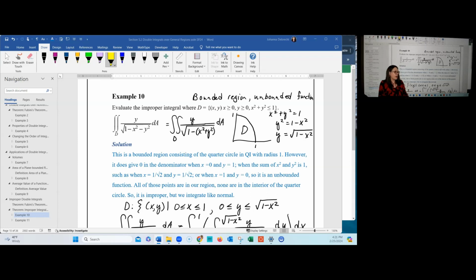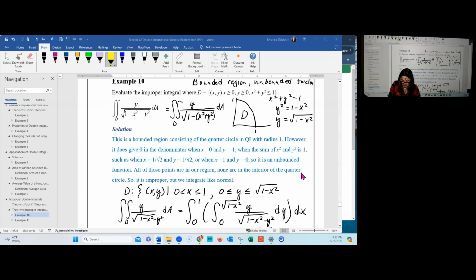Again, we're dealing with a bounded region consisting of the quarter circle in quadrant 1 of radius 1, but an unbounded function along the boundary of that quarter circle where x squared plus y squared equals 1. So the denominator of our function goes to 0, meaning the z value goes to infinity. Because the points where it is equal to 0 are not on the interior of the domain D, we are able to go ahead and integrate like normal.